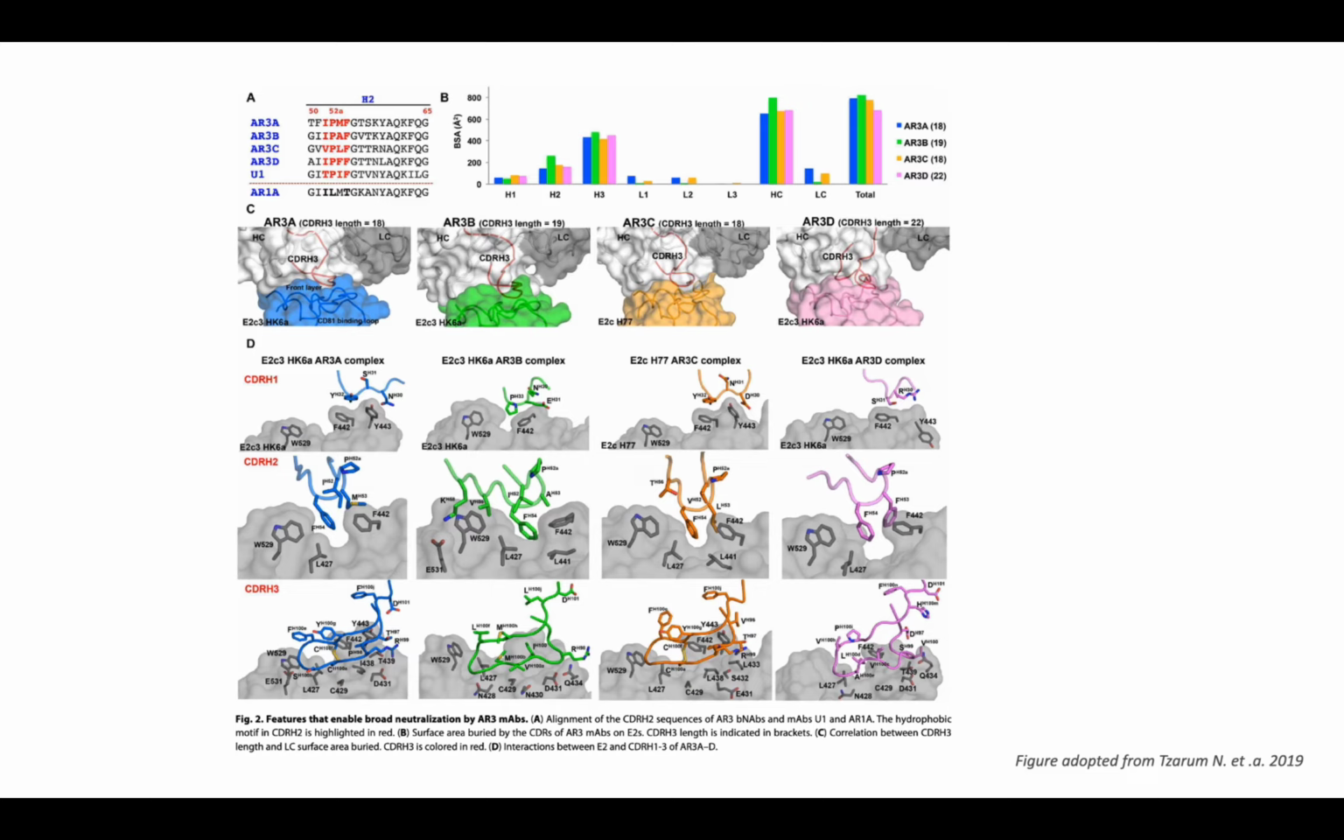And if you see here, this is the surface area. The heavy chain is more buried into the surface, whereas the light chain is less buried into the surface, which helps in the binding of these antibodies, or broad-neutralizing antibodies such as AR3 antibodies, with the antigen, and helps in the neutralization of the virus.